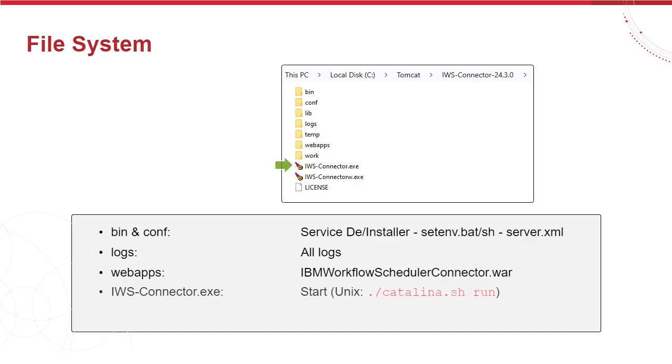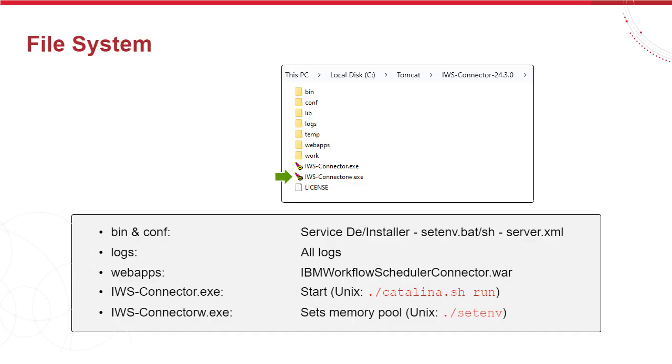IWS connector exe is a Windows shortcut to start the service. If you would prefer to use catalina.exe or .sh run, that's fine. This starts Tomcat in the background. You can also use startup.sh or .bat, which starts Tomcat in interactive mode. Finally, IWS connector W lets you update the memory pools.